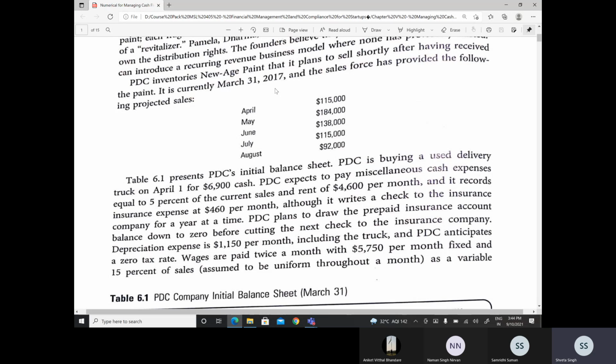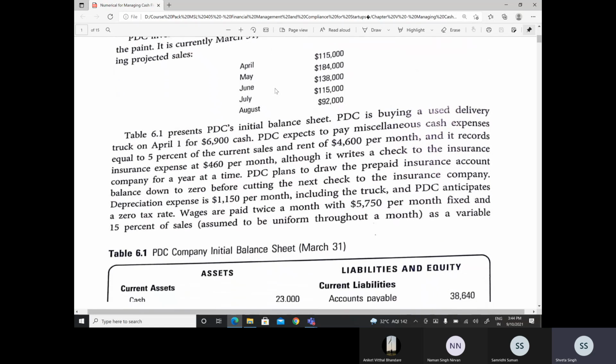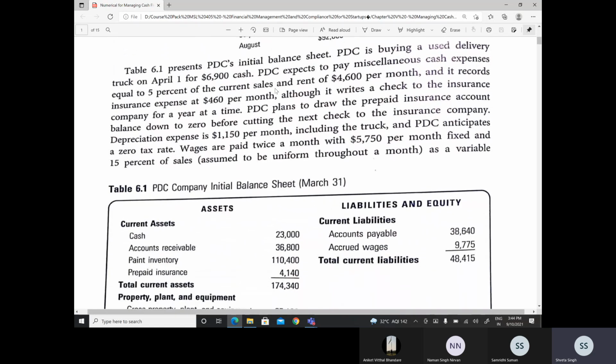So PDC inventories New Age paint that it plans to sell shortly after having received the paint. It is currently March 31st, 2017, and the sales force has provided the following projected sales. April sales are $115,000, May sales are $184,000, June is $138,000, July is $115,000, and August is $92,000. So we have these projections in terms of sales.